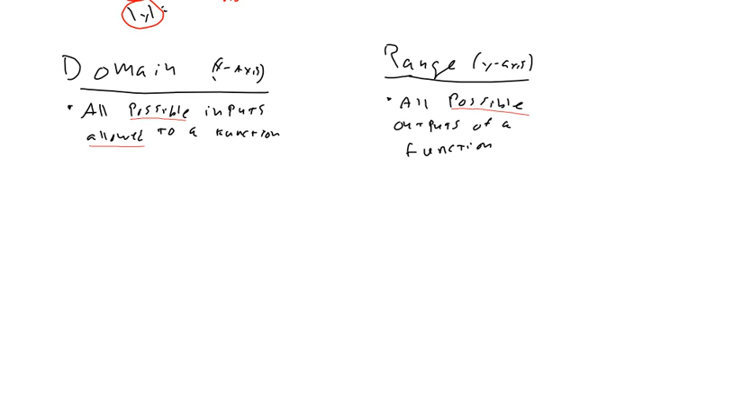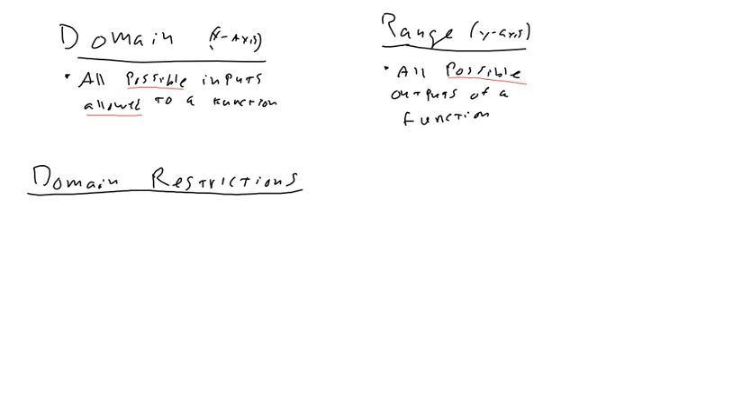Let's just talk domain restrictions. How do we tell which inputs are allowed? How do we tell what restrictions are? How do we tell what the domain of a function is?